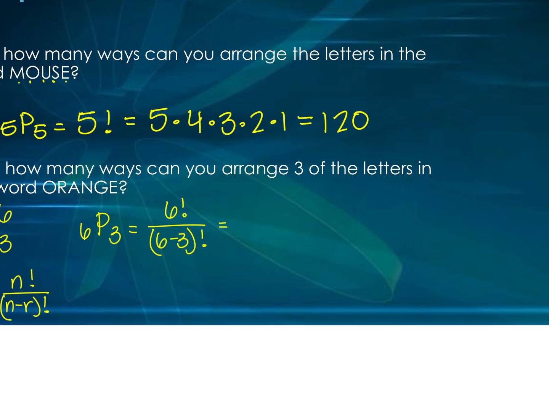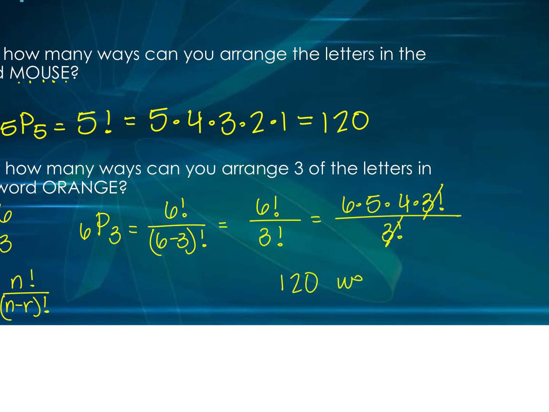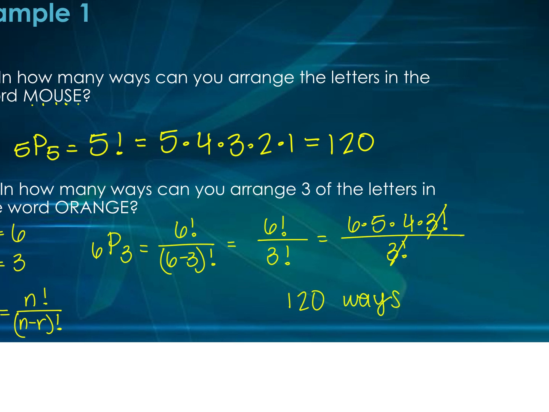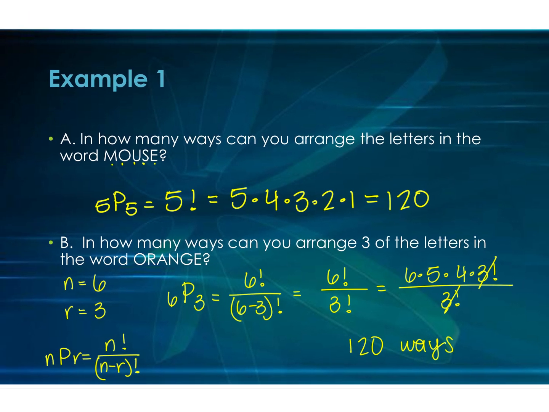So writing this one out, just going ahead and showing my work, I'm going to have 6 factorial over 3 factorial because, yes, I'm still subtracting. And then I have 6 times 5 times 4 times 3. I'm going to stop there because 3 is my lowest number. The 3s are going to cancel out. And yes, you could easily just plug in on your calculator. 6 times 5 times 4, which would give me 120 different ways. Okay, questions on these two, A and B?